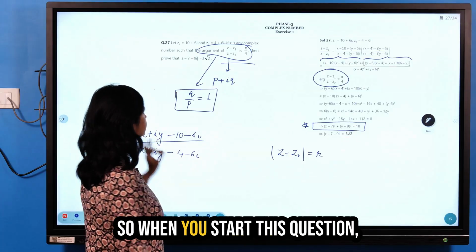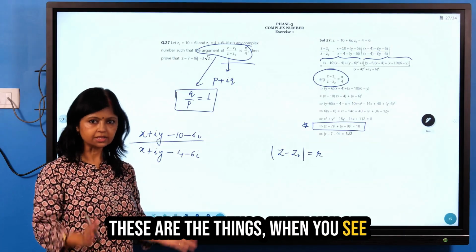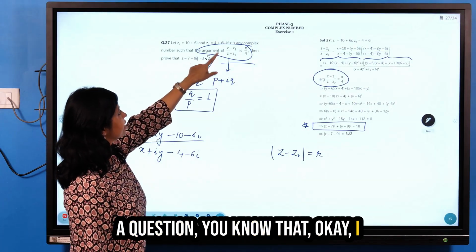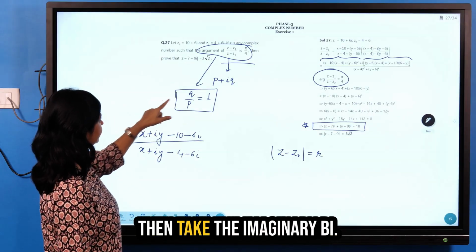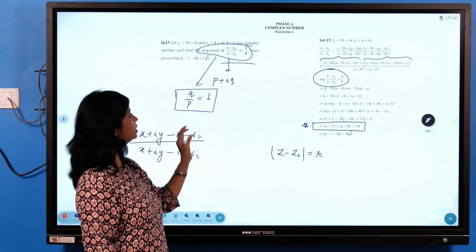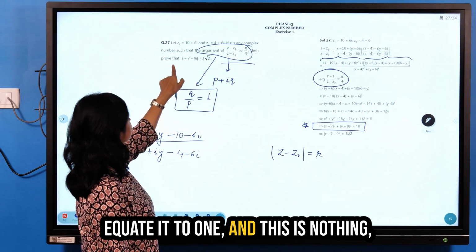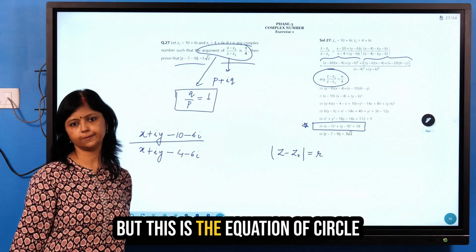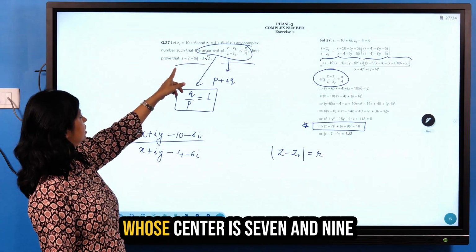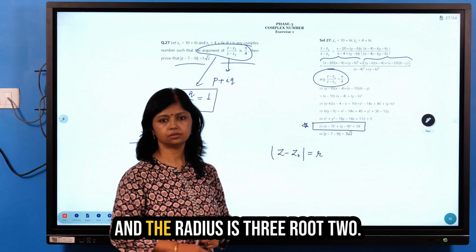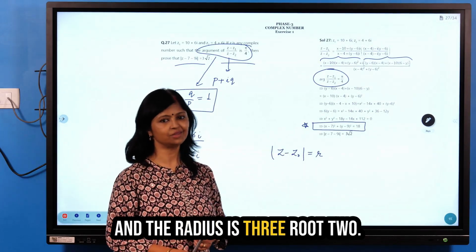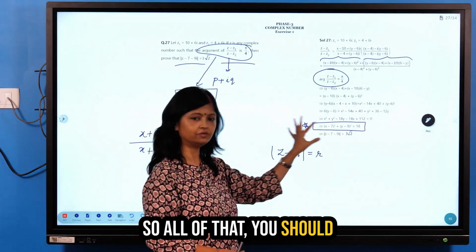Okay. So when you start this question, these are the things you know when you see it: I have to simplify the rational part of the complex number, then take the imaginary by real and equate it to 1. And this is nothing but the equation of a circle whose center is 7 and 9 and the radius is 3 root 2. So all of that you should work towards.